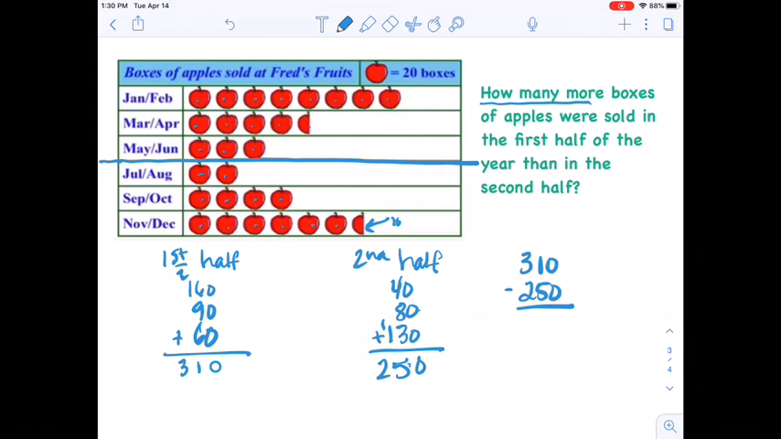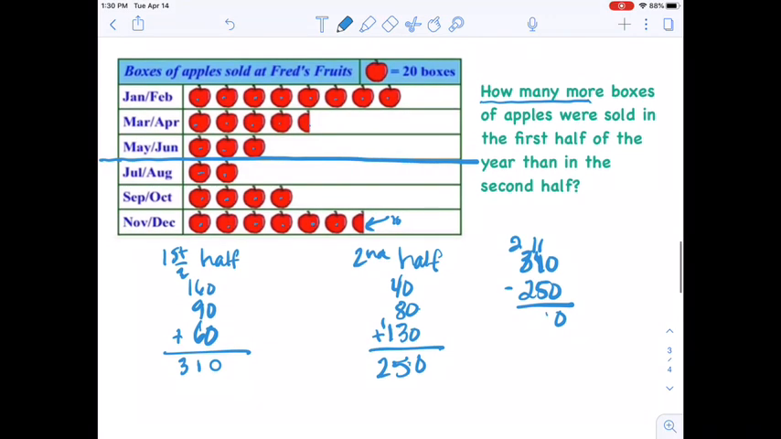So we have 0 minus 0. Be careful right here. If I have 1 of anything, I cannot subtract 5 of something from that. I need to shift over a 10, and this 1 becomes 11. So I have 11 minus 5 is 6. 2 minus 2 is 0. So the answer to my question is 60 more boxes were sold in the first half of the year than in the second half of the year.